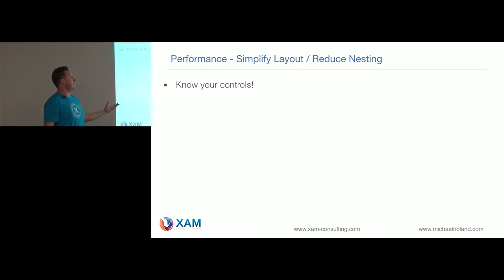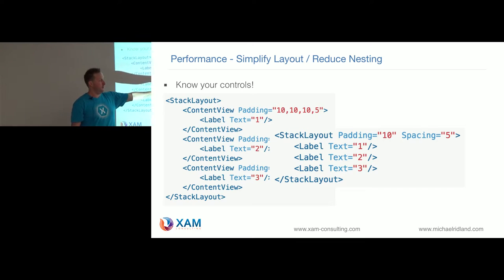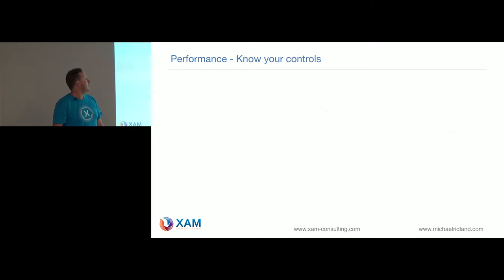So performance, a big one with Xamarin.Forms is simplifying your layout and reducing nesting. And to do this, you have to know your controls. So for example, this person here is trying to do spacing and padding between these labels, and they've got a stack layout and they've put in all these content views. If they had just known that your stack layout had padding and spacing, then they could have reduced this huge amount of nesting.